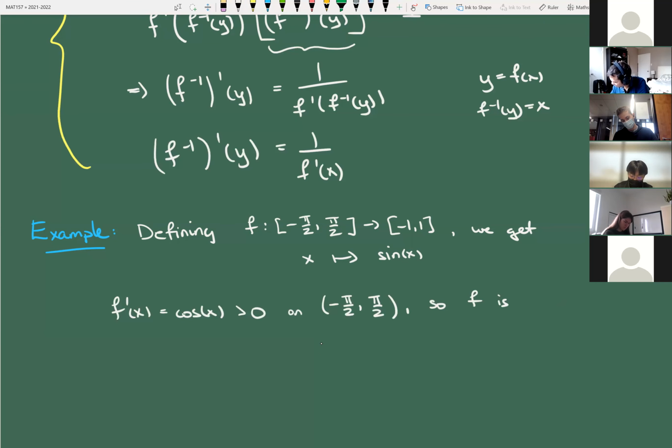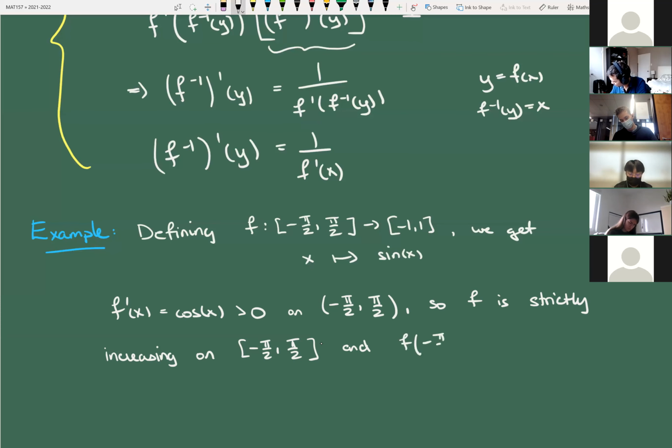What do I want to say? f is, in fact, strictly increasing. It's actually strictly increasing on the closed interval as well. And if you're wondering about how you prove the endpoints, you literally just plug the endpoints in, right? f of negative pi by 2 is negative 1. f of pi by 2 is positive 1. And so you're done, right? So f is strictly increasing on here.